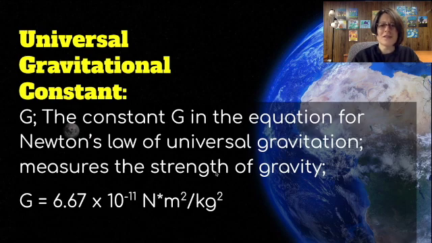And notice, it is a very small number. G is equal to 6.67 times 10 to the negative 11th newton meter squared over kilogram squared. 10 to the negative 11th means that this number has 11 zeros in front of it. So it is very, very small. Keep that in mind. We're going to come back to that.